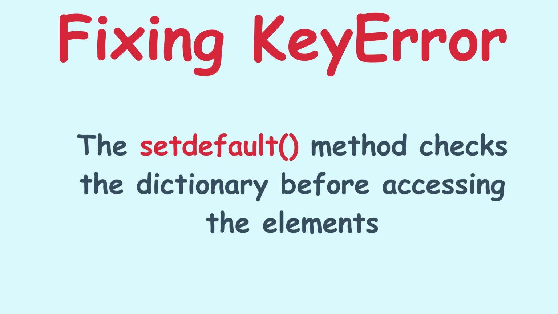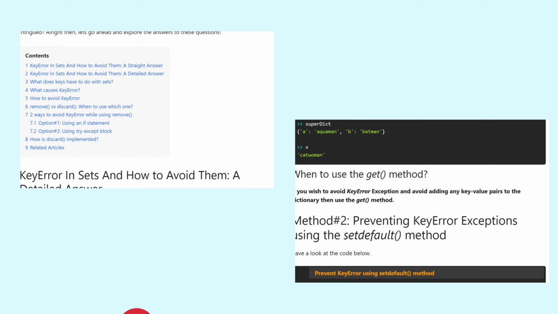Key errors are avoidable. You just have to use the setdefault method, and you can make your code check the dictionary before accessing elements.